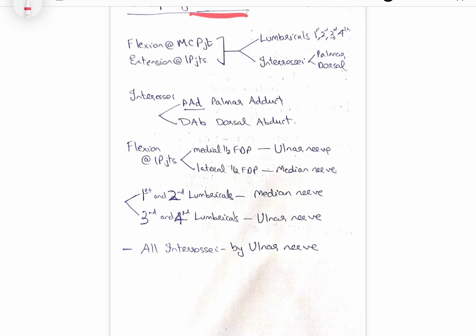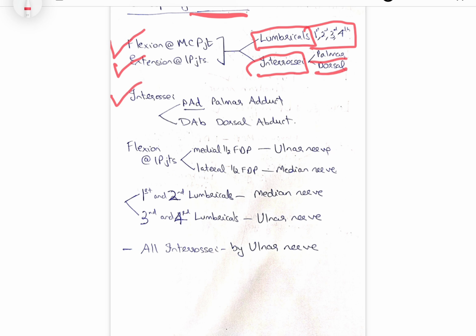The function of flexion at MCP joint and extension at IP joint is done by two groups of muscles. Most importantly, the lumbricals, first, second, third, and fourth, as you all know. And additionally, the same function is performed by the interossei, both the palmar and dorsal interossei. These are the secondary function of interossei, and the lumbricals' primary function is flexion at MCP joint and extension at IP joint.